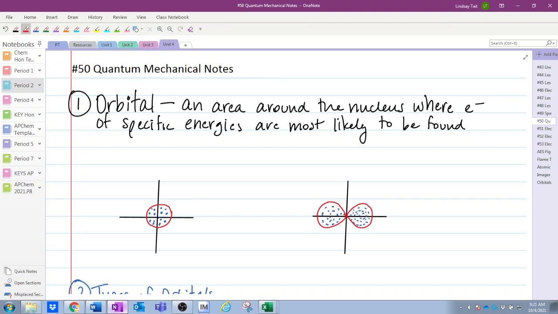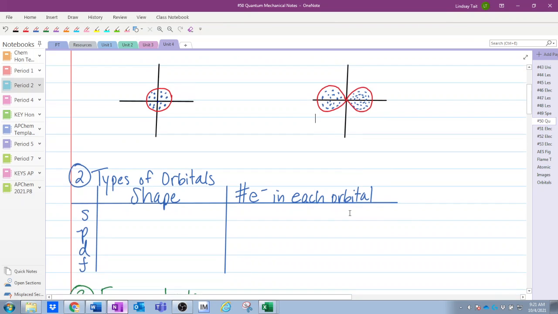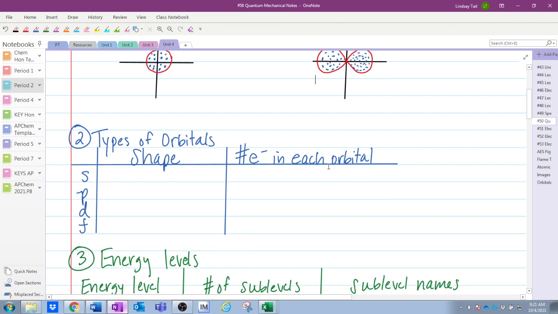So I'm not going to draw any other electron density plots, but we come up with 4 different orbital types based on their shapes. So there are 4 different types of orbitals, and they have 4 different shapes. They were named S, P, D, and F. I don't know specifically where those letters came from. I think it relates to some mathematical equation. But we have S, P, D, and F, and they each have their own shape.